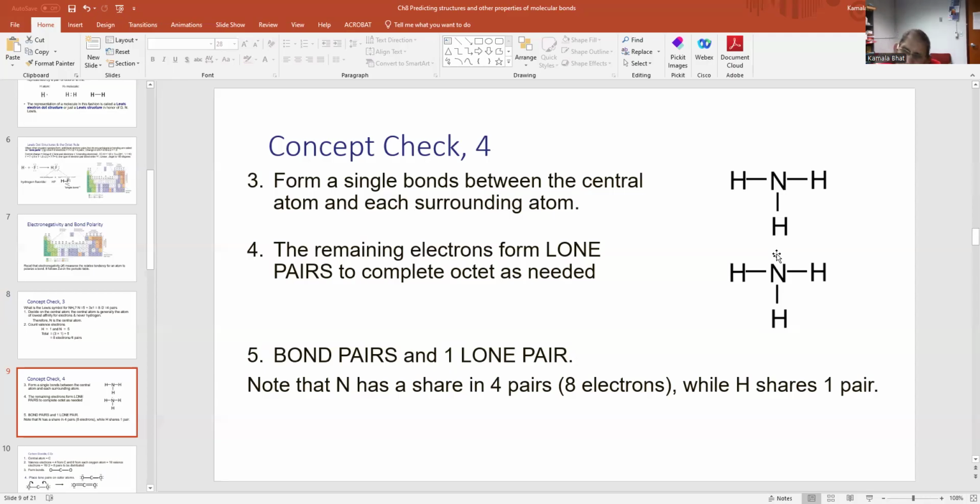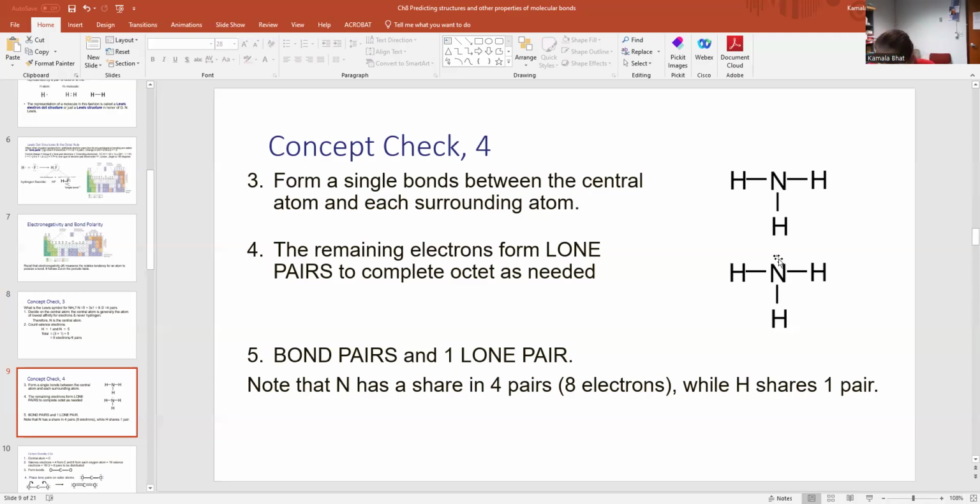Then for the VSEPR theory, generally speaking, we will find this as trigonal pyramidal. How we get that is because there are 4 electron regions on the central atom, with the lone pair sitting on the top needing a larger space than a bond, and therefore it will tend to push the hydrogen bonds inward, giving it a bond angle of 107.5 degrees.